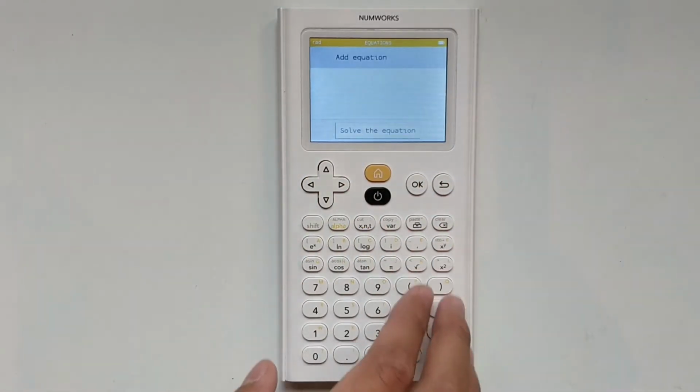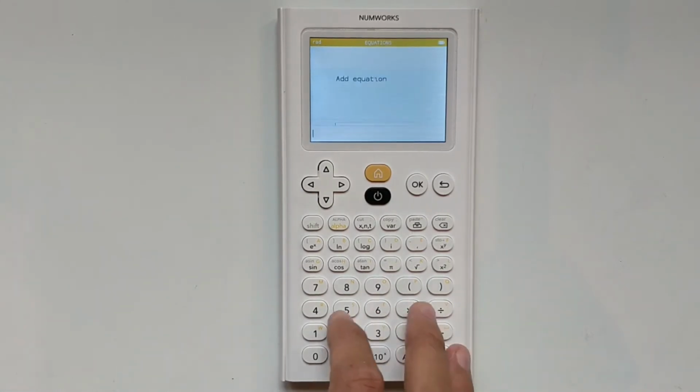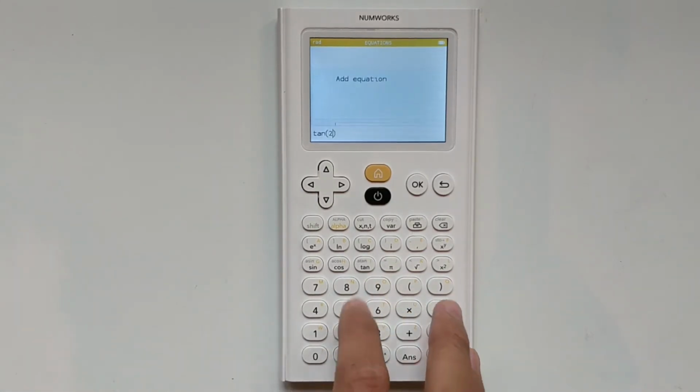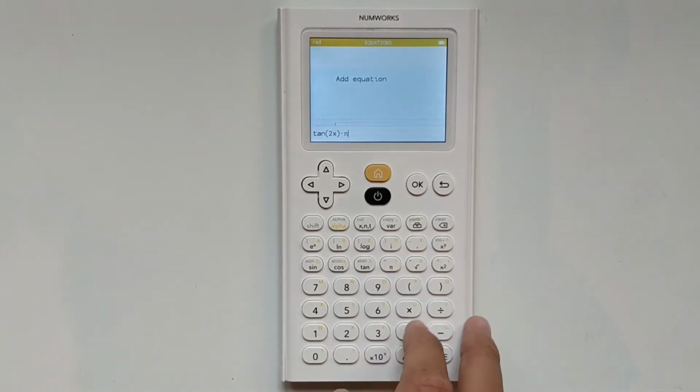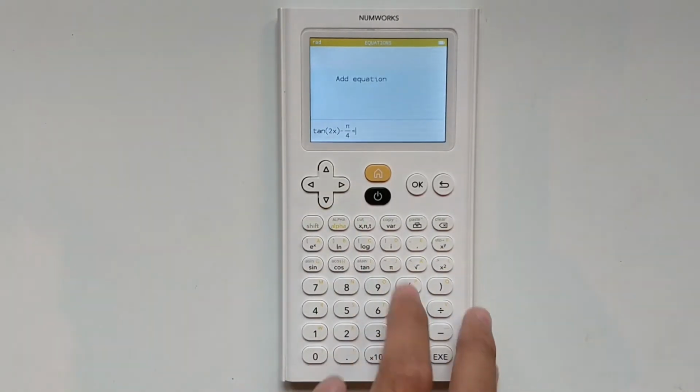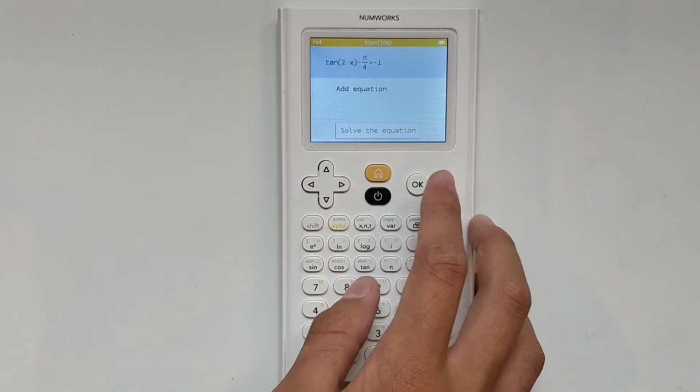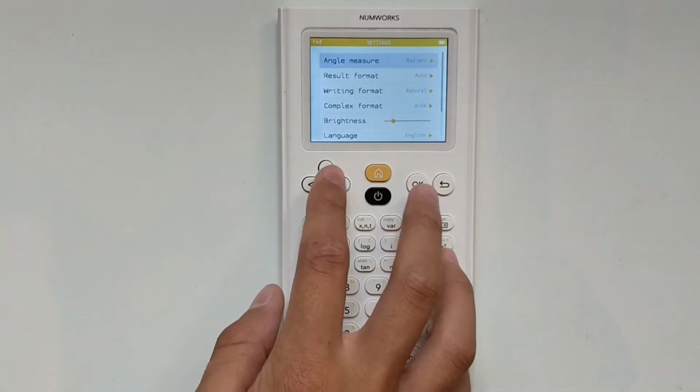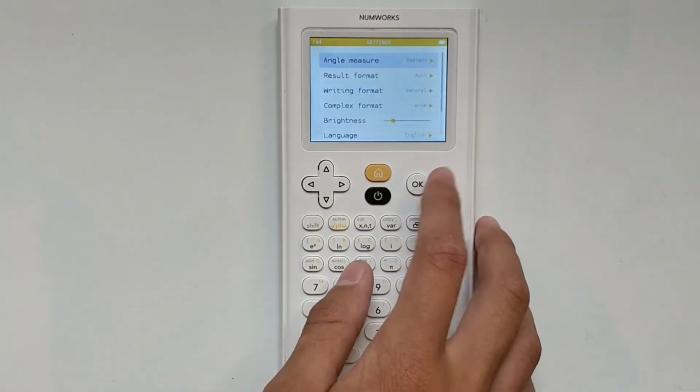Let's do something with infinite solutions. So if we do the tangent of 2x minus pi over 4 equals -1, and if you want to follow along with this, make sure you're in radian mode. I think by default it is in degrees, but I set mine to radians to solve this.